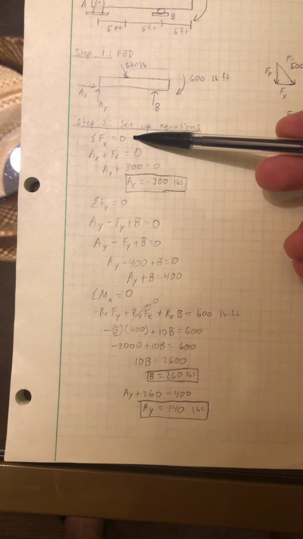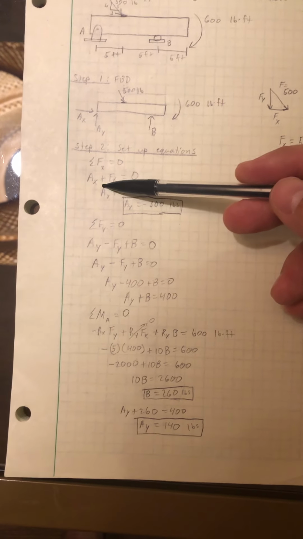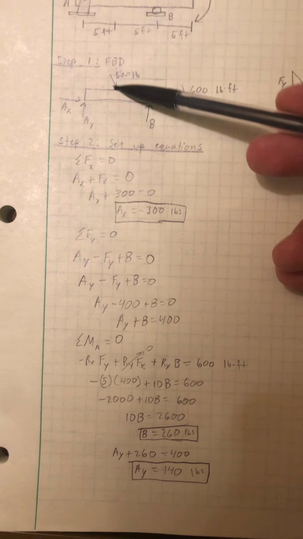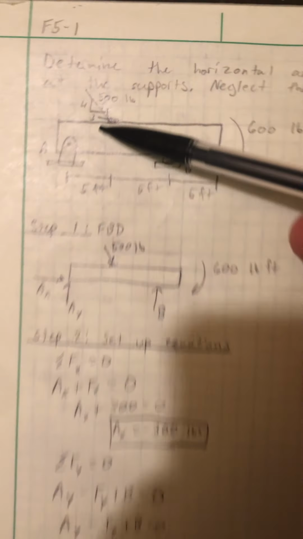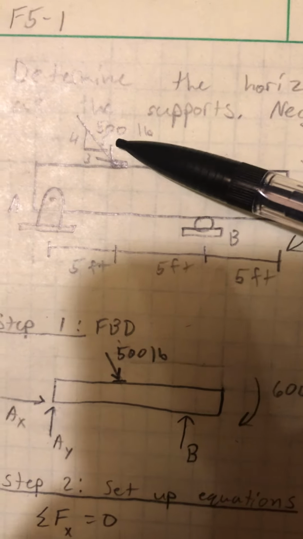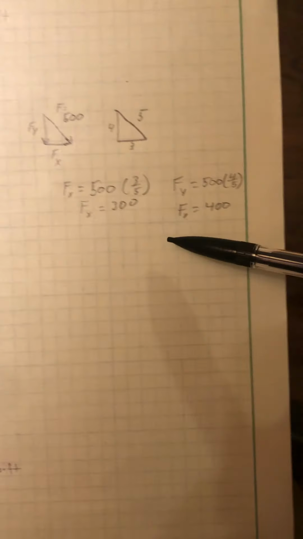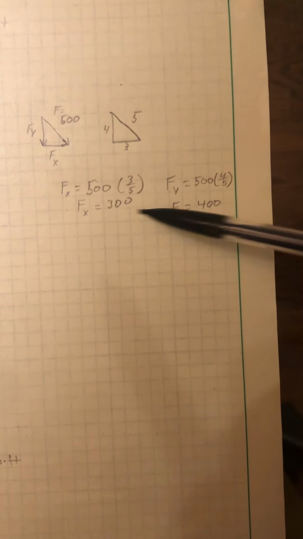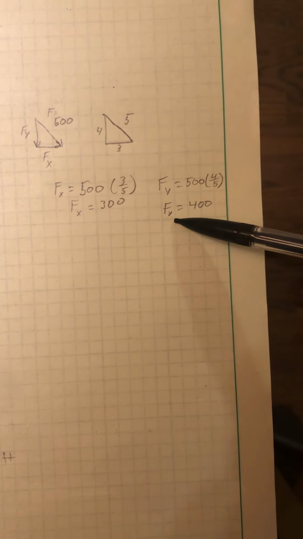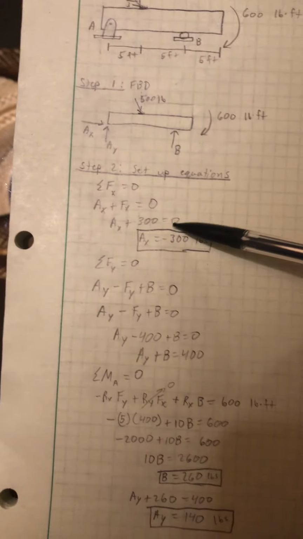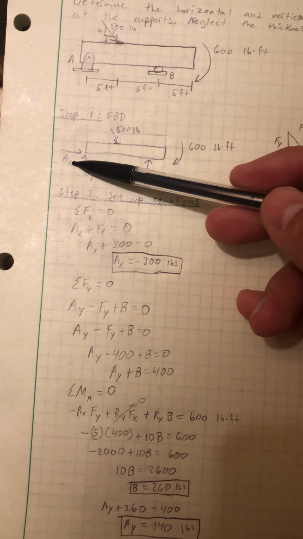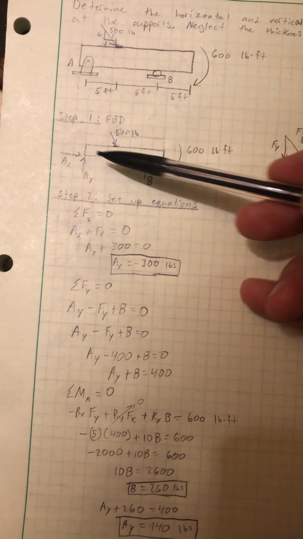And so we sum up the forces in the X direction, and that includes this AX and the X component of this force right here, which we're given the similar triangle. It's a 5, 4, 3 triangle. So I did that work over here. I found that F of X is 300, and F of Y is 400. And I did those both in the positive. I did the AX and the AY in the positive direction.